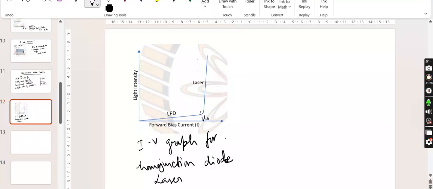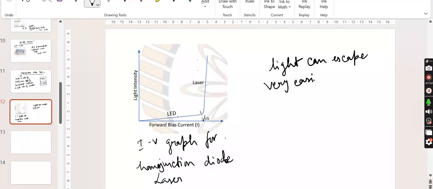To reduce that threshold point, we go to heterojunction diode laser. So here, what is the reason that the threshold is very far away? Because the light can escape very easily here.